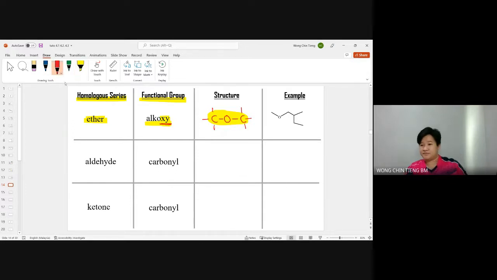Next. If you look at our homologous series, both of them, aldehyde and ketone, are different things, right? Even the names are different. But look at the functional group, guys. The functional group is carbonyl. It means the functional group is the same. If you ask me, teacher, what is carbonyl? This is carbonyl: C double bond O. That's it. That is carbonyl.